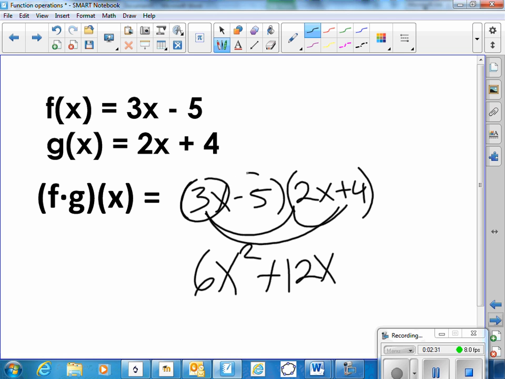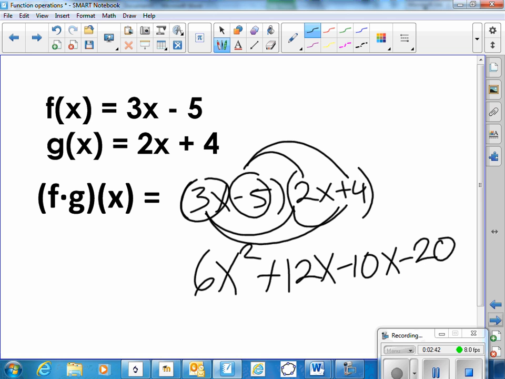Then I'm going to multiply the negative 5 times each term. Negative 5 times 2x is negative 10x. Negative 5 times 4 is negative 20. Then I just combine like terms.